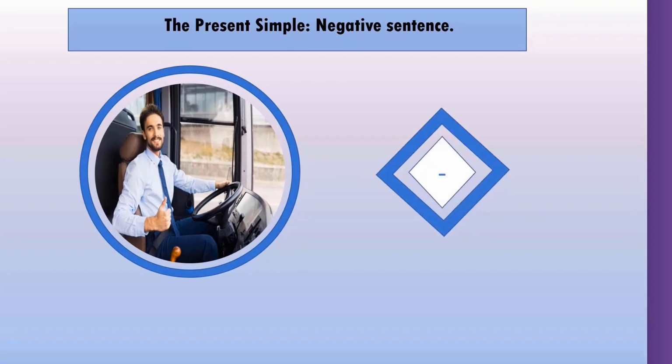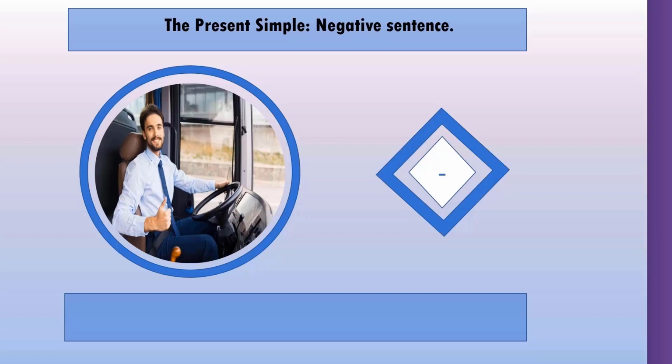Pause the video and write a sentence in the negative for present simple. Let's have a look at an example. Here we've got: he doesn't work as a teacher. That's your negative sentence. Remember, we've got the subject here, he's male, he doesn't. The auxiliary verb is carrying the S, and the main verb stays in the infinitive form. It stays the same.